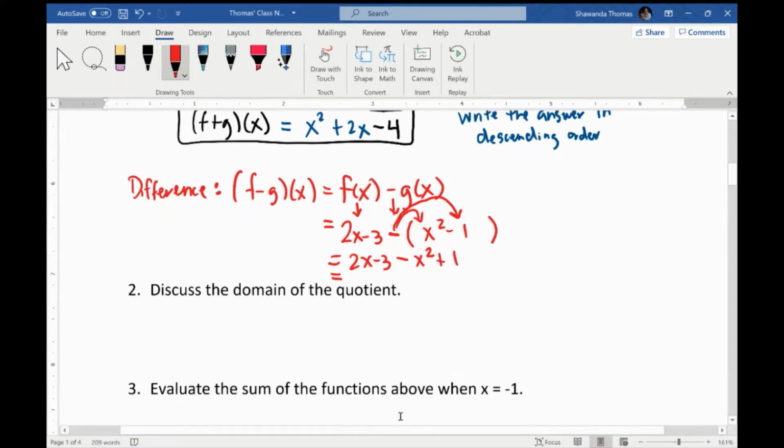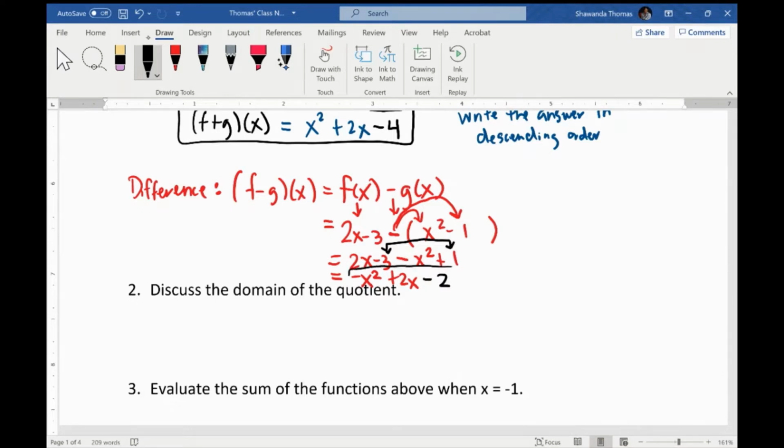Let's write it in descending order. So that'll be negative x squared plus 2x minus 2. Negative 3 plus 1 will give you that minus 2 right there. All right, so done with that.